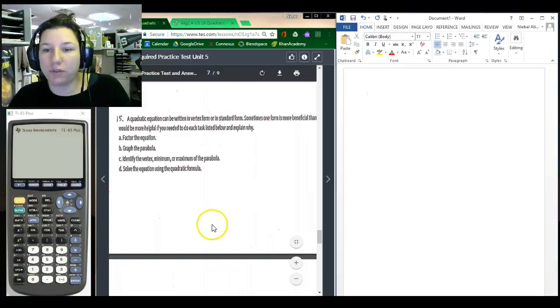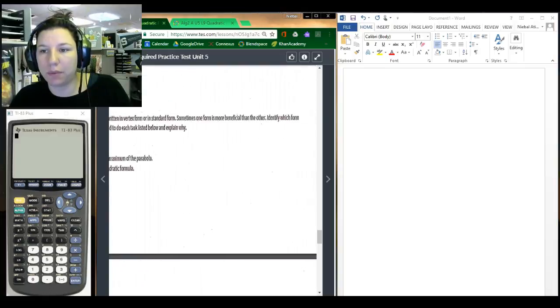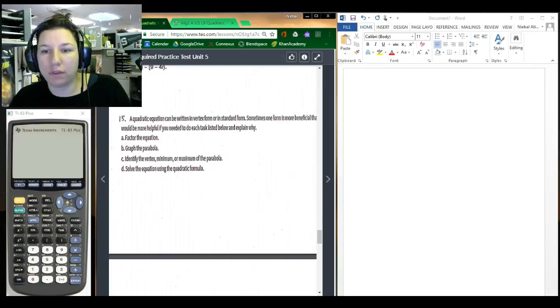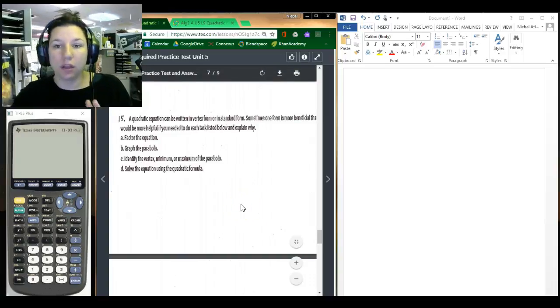Number 15, a quadratic equation can be written in vertex form or in standard form. Sometimes one form is more beneficial than the other. Identify which form would be more beneficial if you need to do each task below and explain why. This is the exact same question on the test.